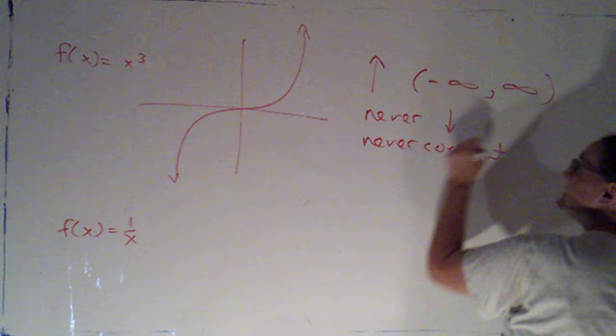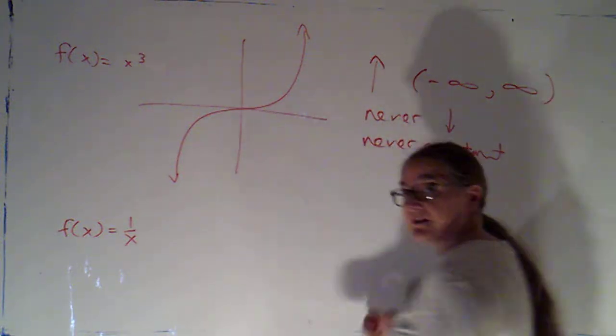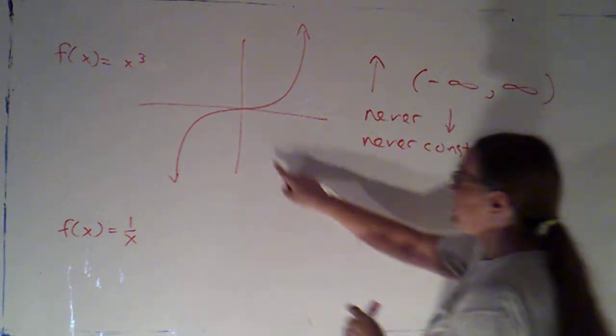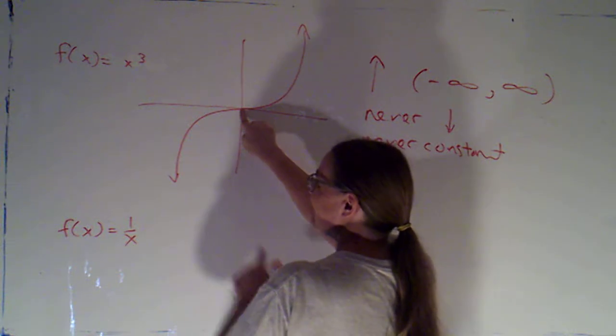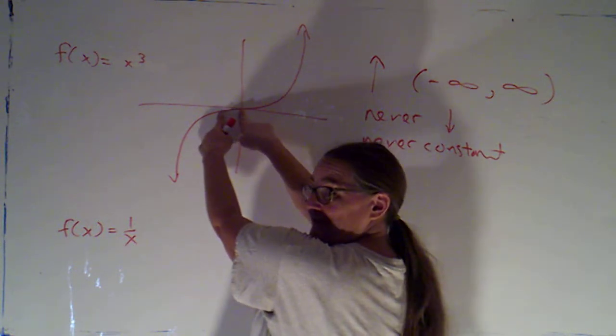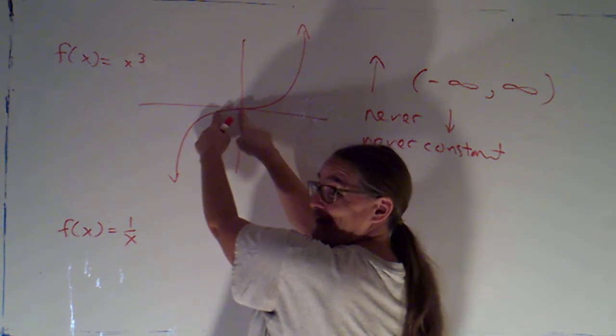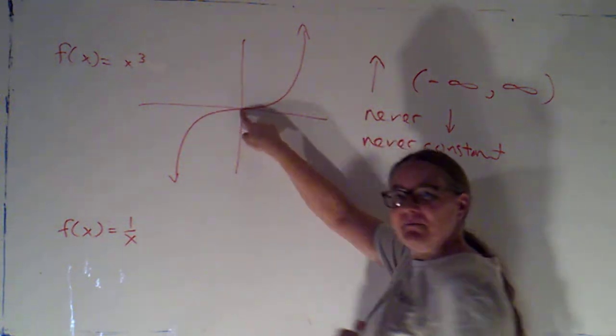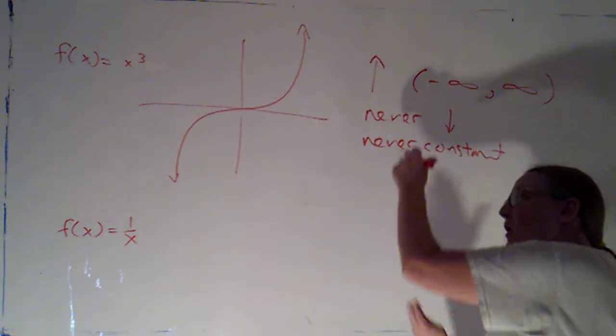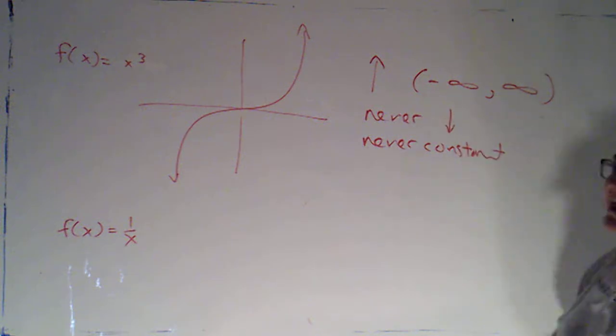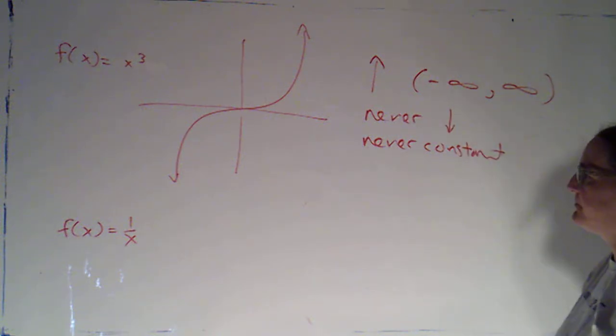It does level out as we pass through the origin, but if I compare the value at 0 to anything to the left of 0 I get negative y values, and to the right of 0 I get positive y values. So we always are increasing, even though it levels out as it passes through the origin.